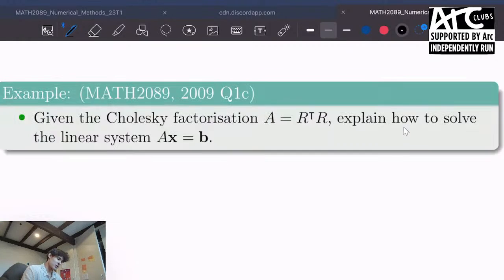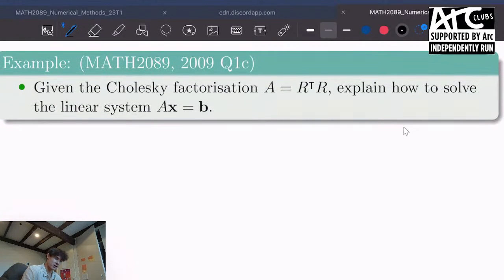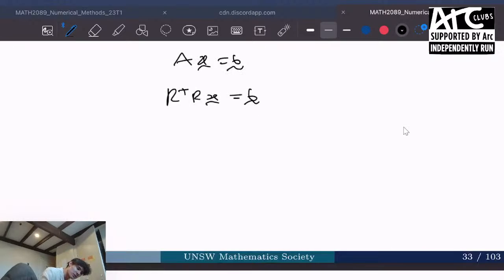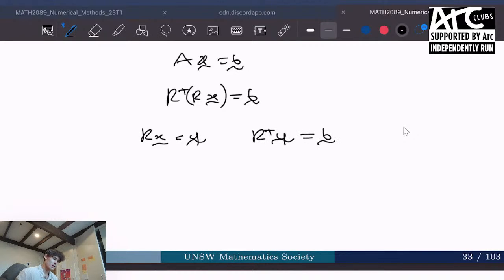So now, let's suppose that we did have a Cholesky factorization of A. Explain how to solve the linear system AX equals B. Remember that given some Cholesky factorization, what we can do is say AX equals B. That now equals R^T R X equals B. Now we have to do the substitution. So we need to say Rx equals Y. And that means we have R^T Y equals B. So now these are our 2 equations.